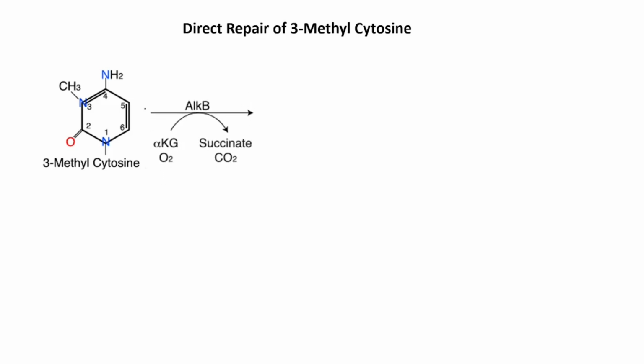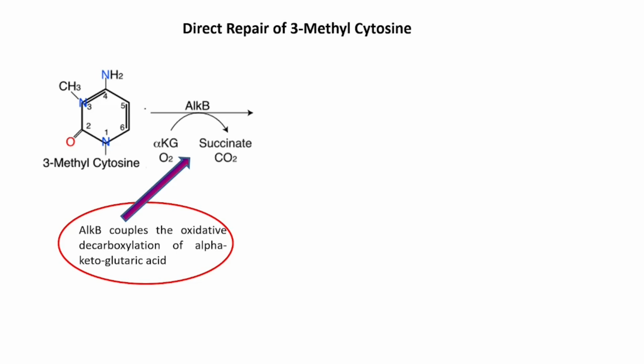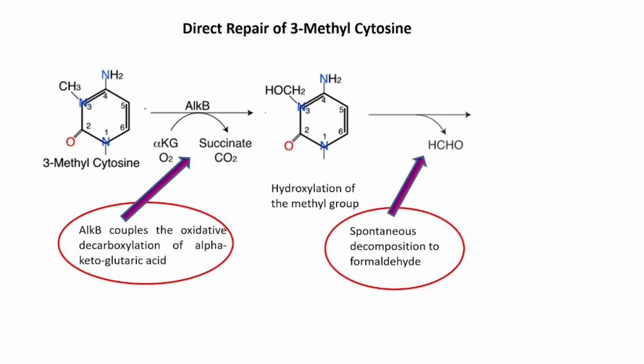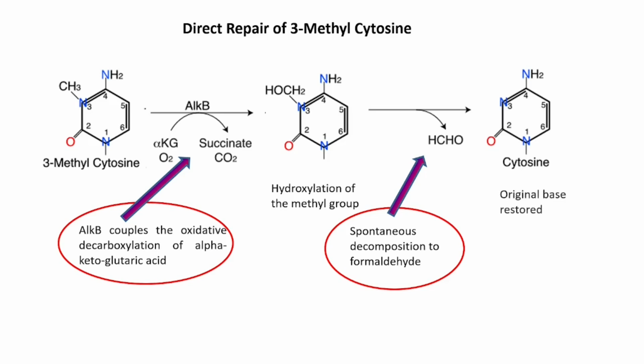AlkB is capable of reversing methylation at position 1 of adenine and structurally similar position 3 of cytosine, as can be seen on your screen. The reaction catalyzed by AlkB couples the oxidative decarboxylation of alpha-ketoglutarate acid. This leads to the hydroxylation of the methyl group. The methyl group then spontaneously decomposes to formaldehyde, restoring cytosine. Thus, the original base is restored and the damage is repaired.